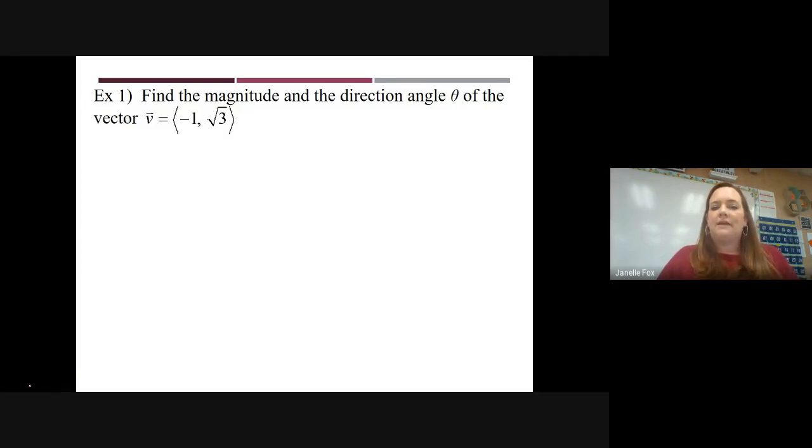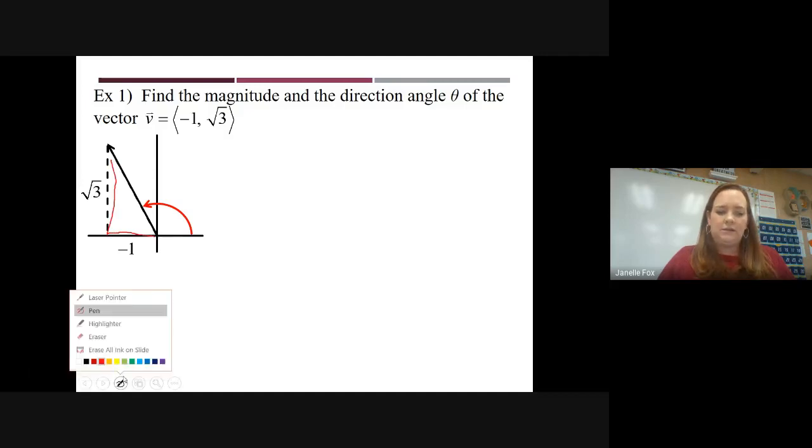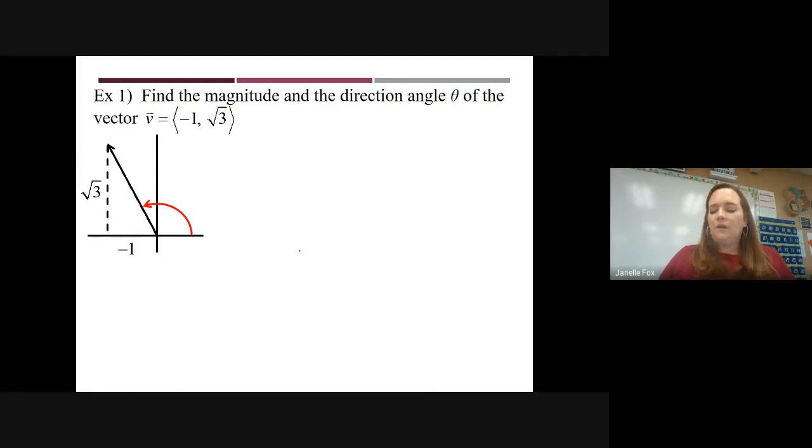We're going to find the magnitude and the direction angle of this vector. I might just sketch what it is. You know my motto, always draw a picture. This is saying that we are moving -1 to the left, and then we're going up root 3. We'll erase that. Then it's my job to figure out the magnitude and the direction. Magnitude is pretty easy, so we'll save that for last. Let's find the direction angle.